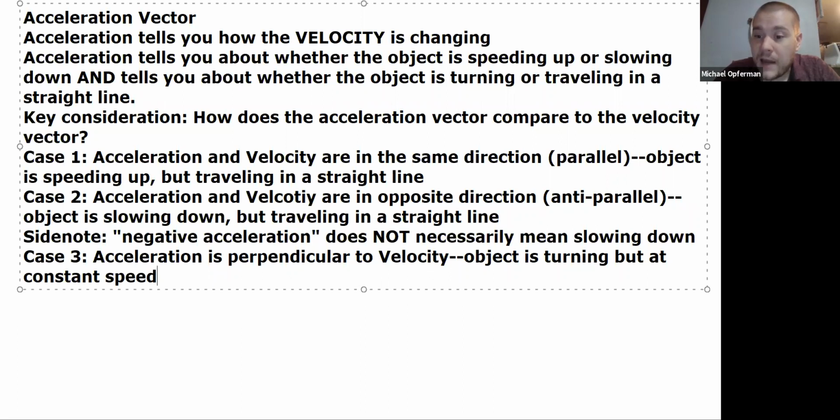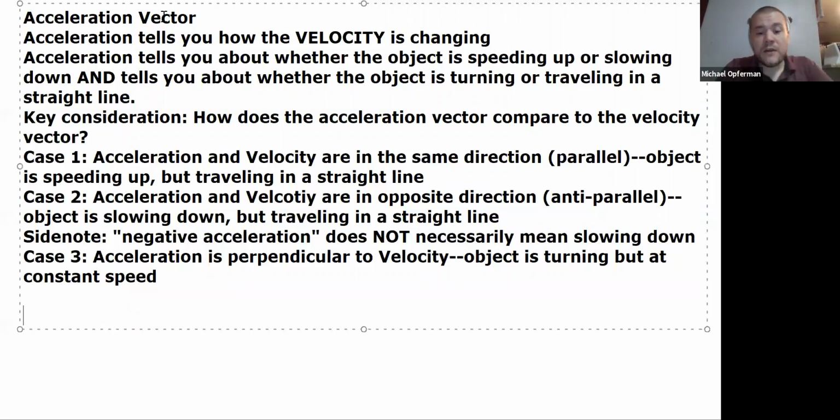So you'll notice that the information about speeding up and slowing down is in there. The information about turning is also in there because it's the part of the acceleration that's perpendicular to the velocity that causes a turning motion. And you'll also notice in case 3, it is possible to have an acceleration even though your speed is constant, because your direction of your velocity can still be changing. That's where the difference between velocity and speed becomes extremely important. Okay.